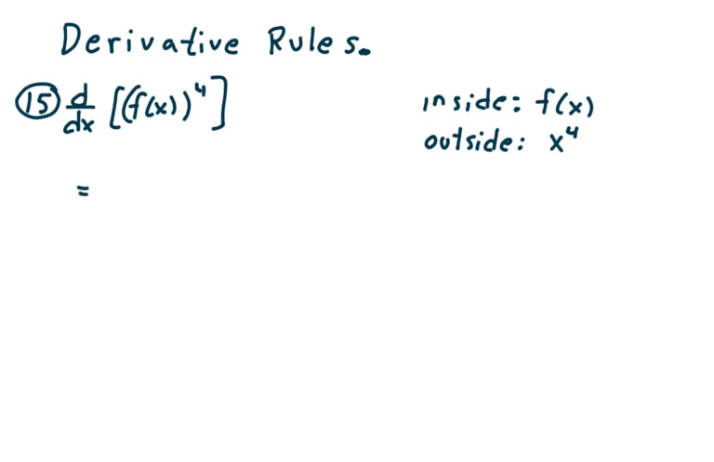Now, this is the derivative of the outside, but we're going to evaluate it at the inside, right? And we're going to take that answer and multiply by the derivative of the inside function. So think about it like peeling an onion.